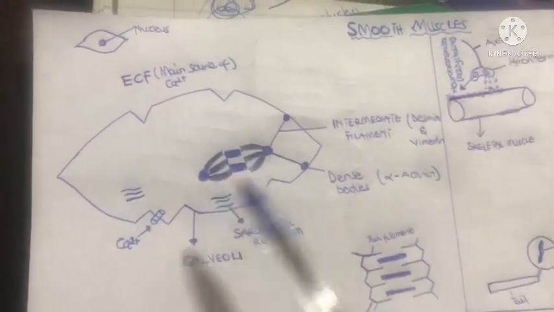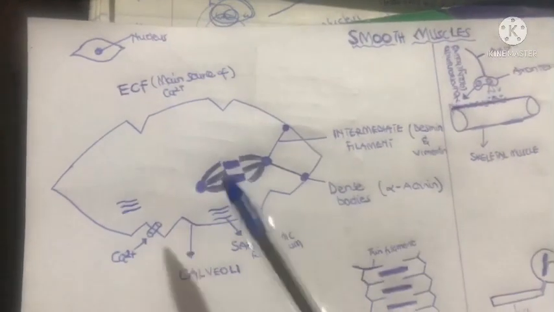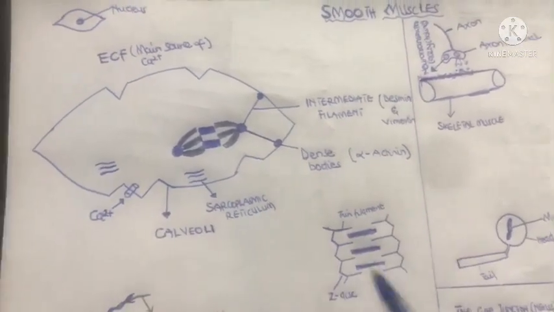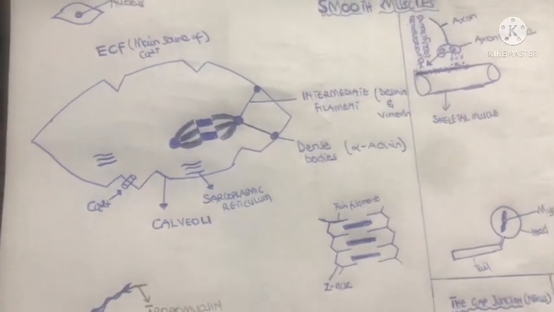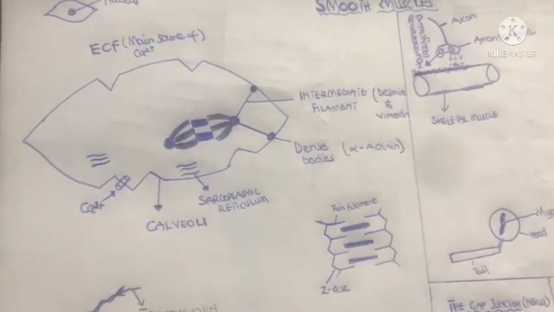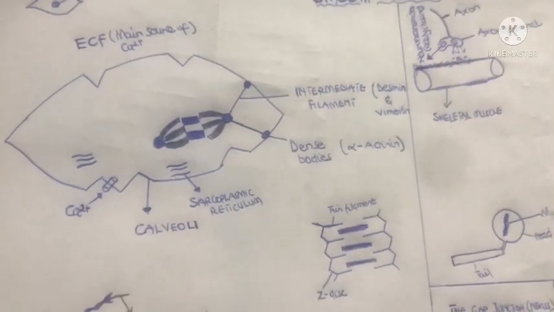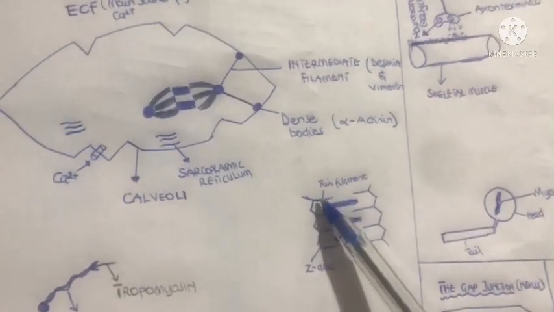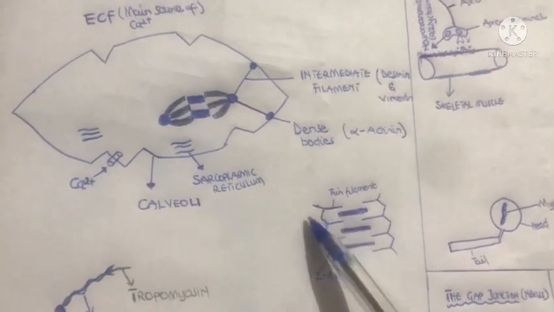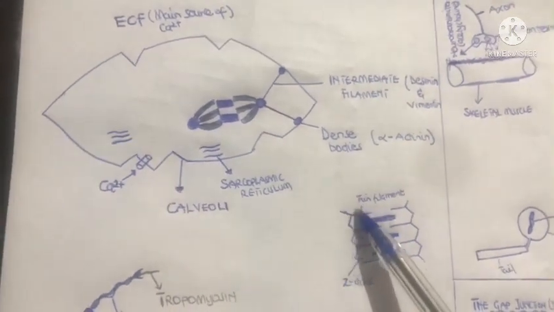So let's look at this structure here. But before we talk about this structure, let's look at the structure of the skeletal muscle fiber. We said that in the skeletal muscle fiber, we have these myofilaments, and we have two types, the thin and the thick myofilaments. And we said that the thin filaments are attached to the Z-discs by a protein we call titin.